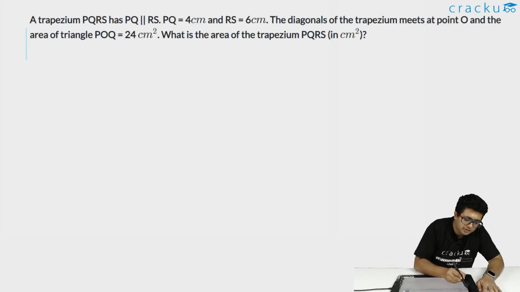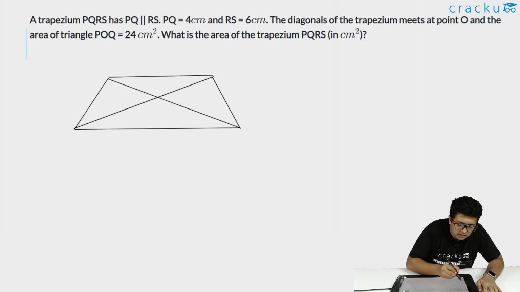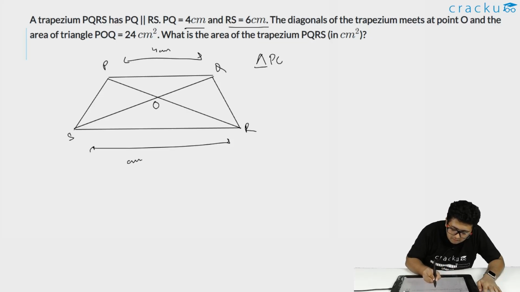So we'll draw a trapezium, and let's say the diagonals intersect. Now we're given that PQ is parallel to RS, and PQ is given to be 4 centimeters, RS is given to be 6 centimeters, so RS is greater. So PQ, R and S. This is 4 centimeters and this is 6 centimeters. The diagonals intersect at O, and triangle POQ is given to be 24 centimeters square. So we need to find the area of the trapezium.